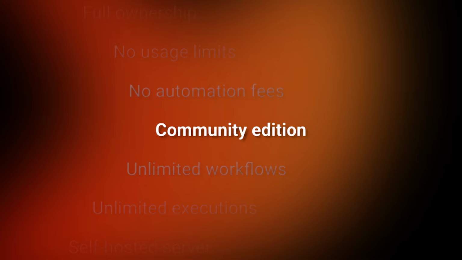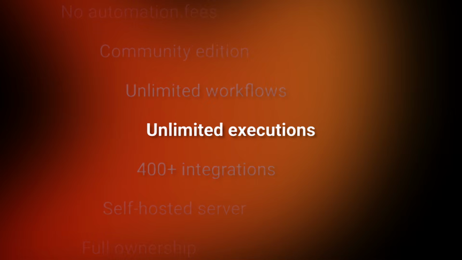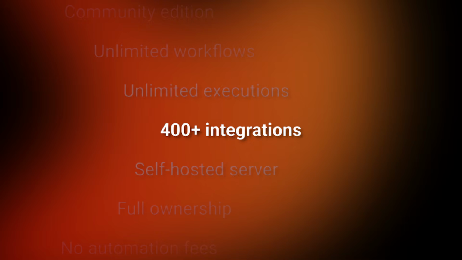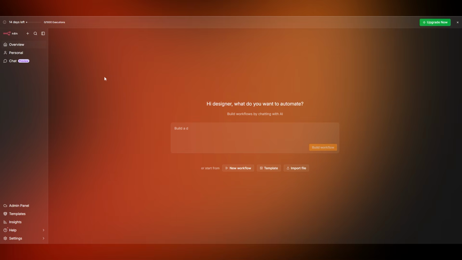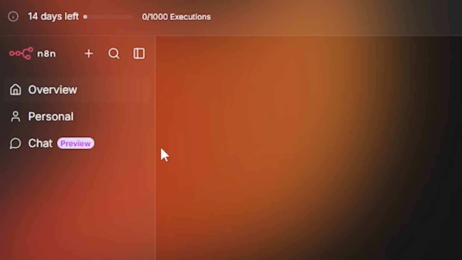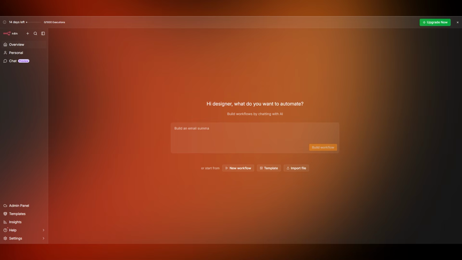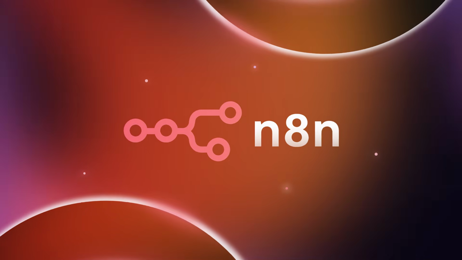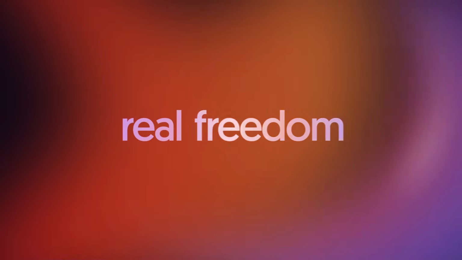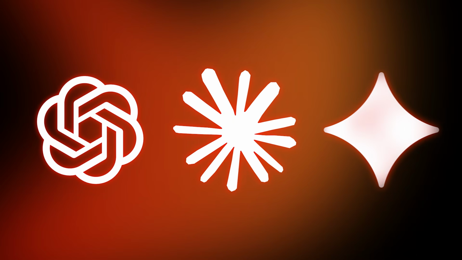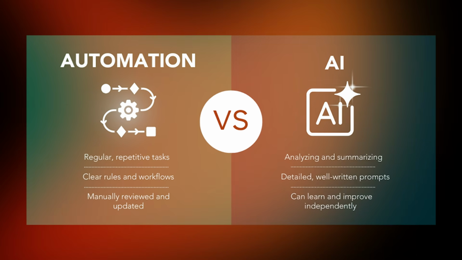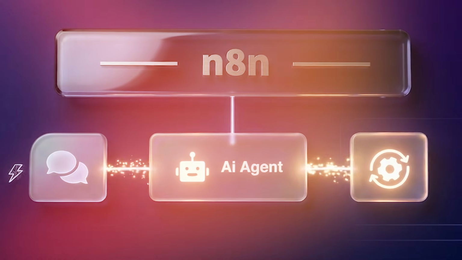The Community Edition gives you unlimited workflows, unlimited executions, and access to all 400 plus integrations, for free, forever. And if you'd rather skip the server setup for now, n8n also offers a 14-day free trial on their cloud version, no credit card needed, so you can test everything before making any decisions. But what really separates n8n from every other automation tool right now is this: it has native AI agent support built in. You can connect it directly to ChatGPT, Claude, or Gemini. That's the difference between regular automation and AI automation, and n8n does both.